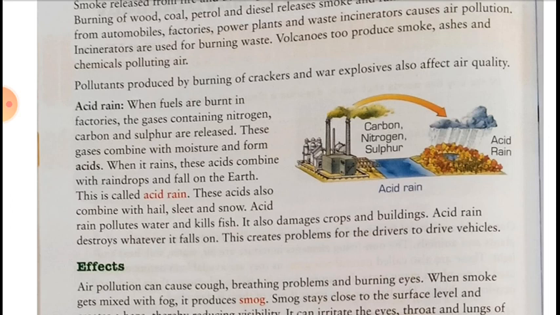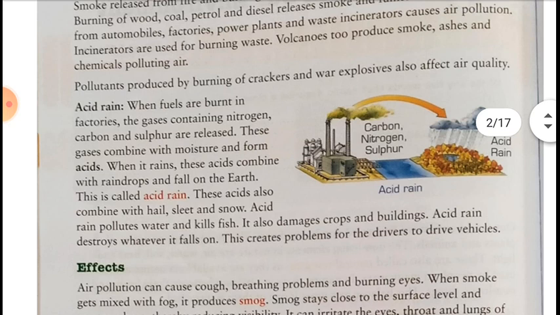When it rains, these acids combine with raindrops and fall on the earth. This is called acid rain. These acids also combine with hail, sleet, snow, etc. Acid rain pollutes water and kills fish. It also damages crops and buildings. Acid rain destroys whatever it falls on.